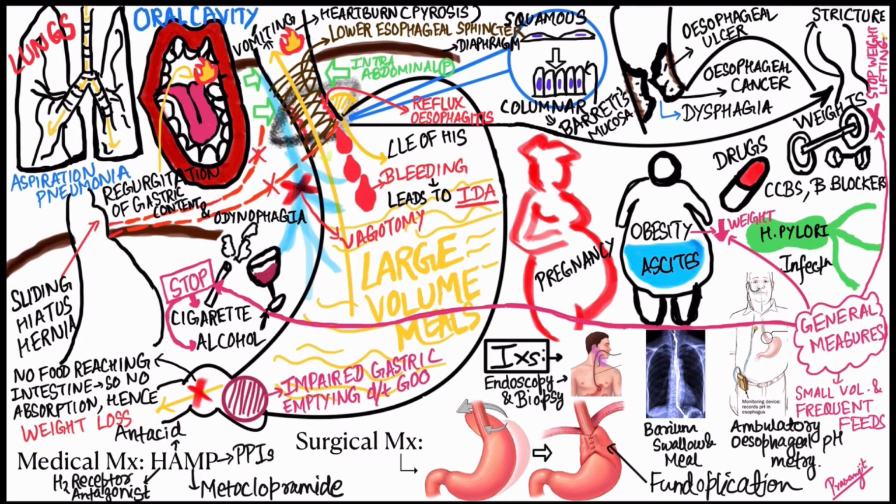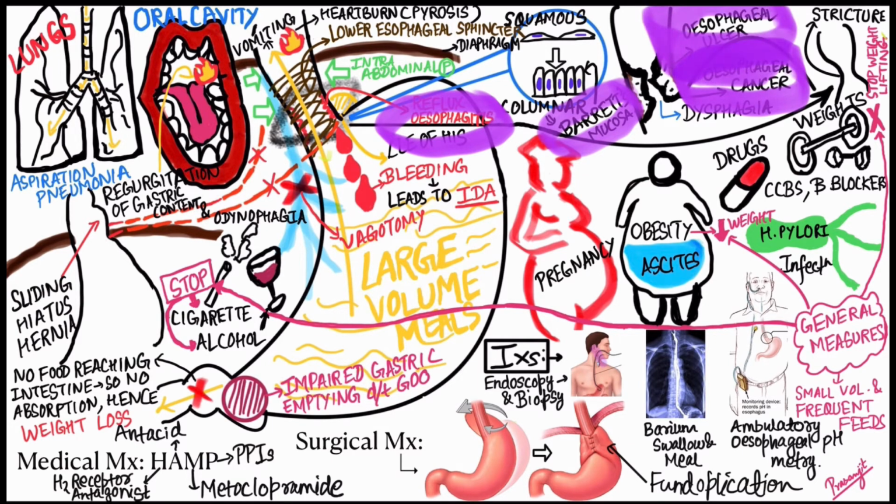Now coming to the complications of gastroesophageal reflux disease, first is esophagitis. Then we have Barrett's esophagus, that is the squamous epithelium getting converted into columnar epithelium. Then we have esophageal cancer. Then we have esophageal ulcer. Then we have esophageal strictures.